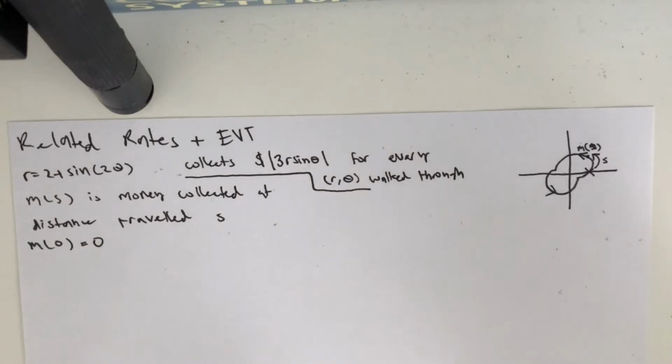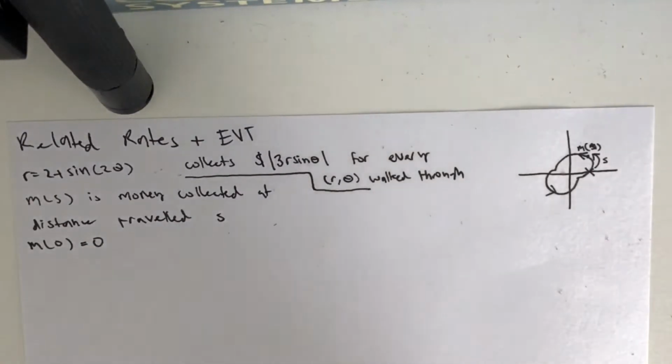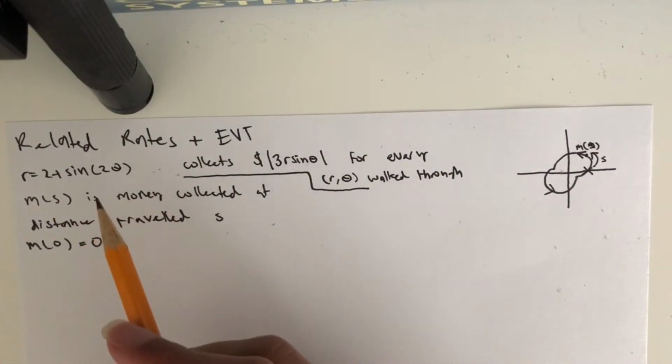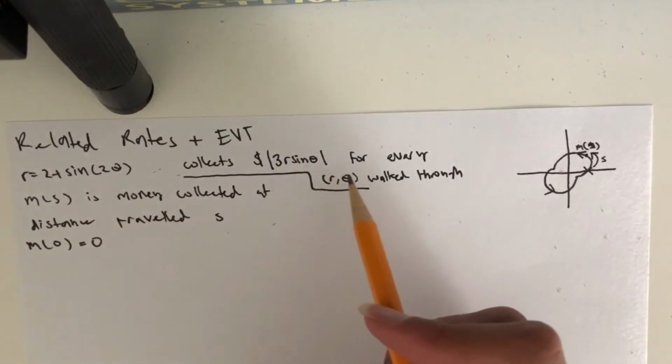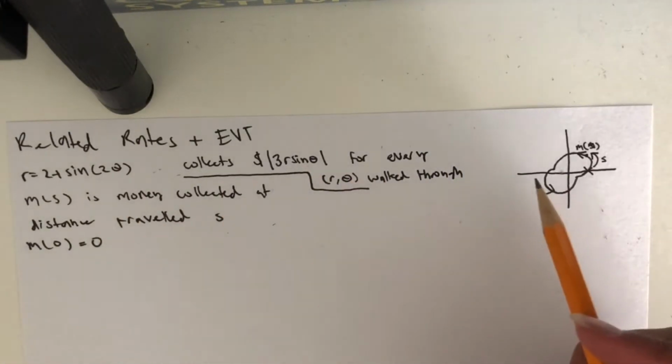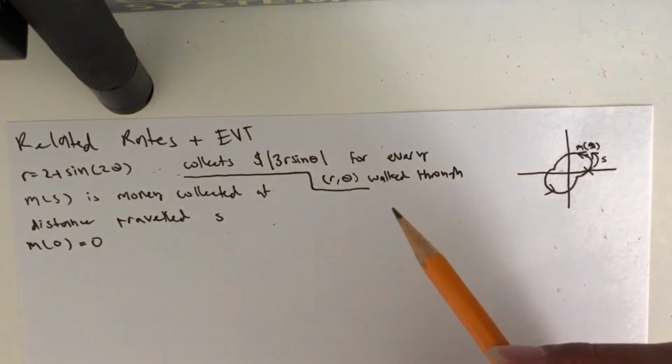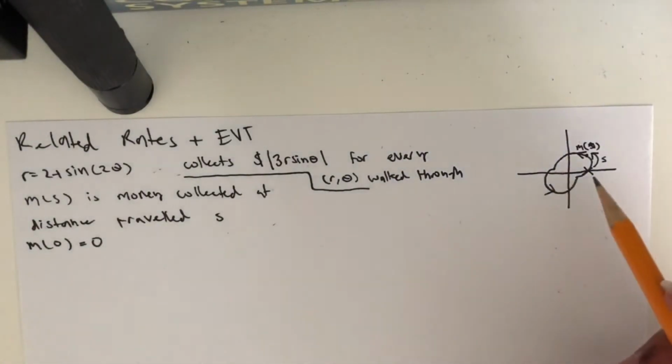The second Meaty problem tells us that a person walks along the graph r equals 2 plus sine 2 theta and collects this amount of money for every point r comma theta he walks through. We are asked to find how much money he makes after completing one loop around the graph. This is just a quick drawing of the graph.